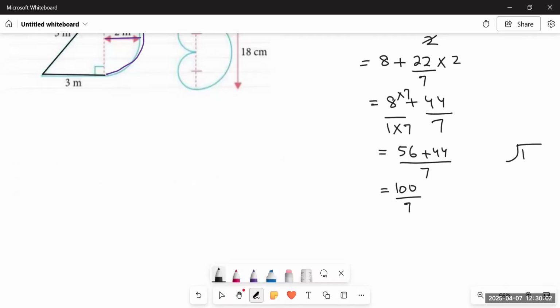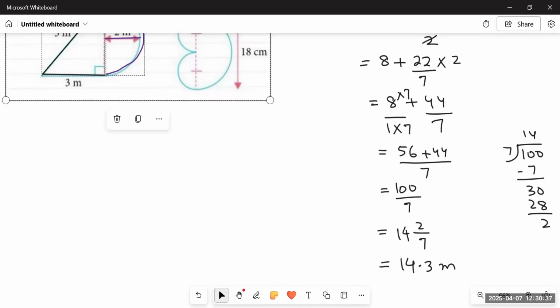So if you divide 100 by 7, 7 ones are 7. Then comes 3, 0, 30, 7 fours are 28, and 2 comes as the remainder. So the answer would be 14 whole 2 upon 7. Or you can convert it into decimal by dividing 100 by 7. Continue with the division and your answer would be 14.28. Or you can say 14.3 after rounding it off. So the perimeter would be 14.3 centimeters.